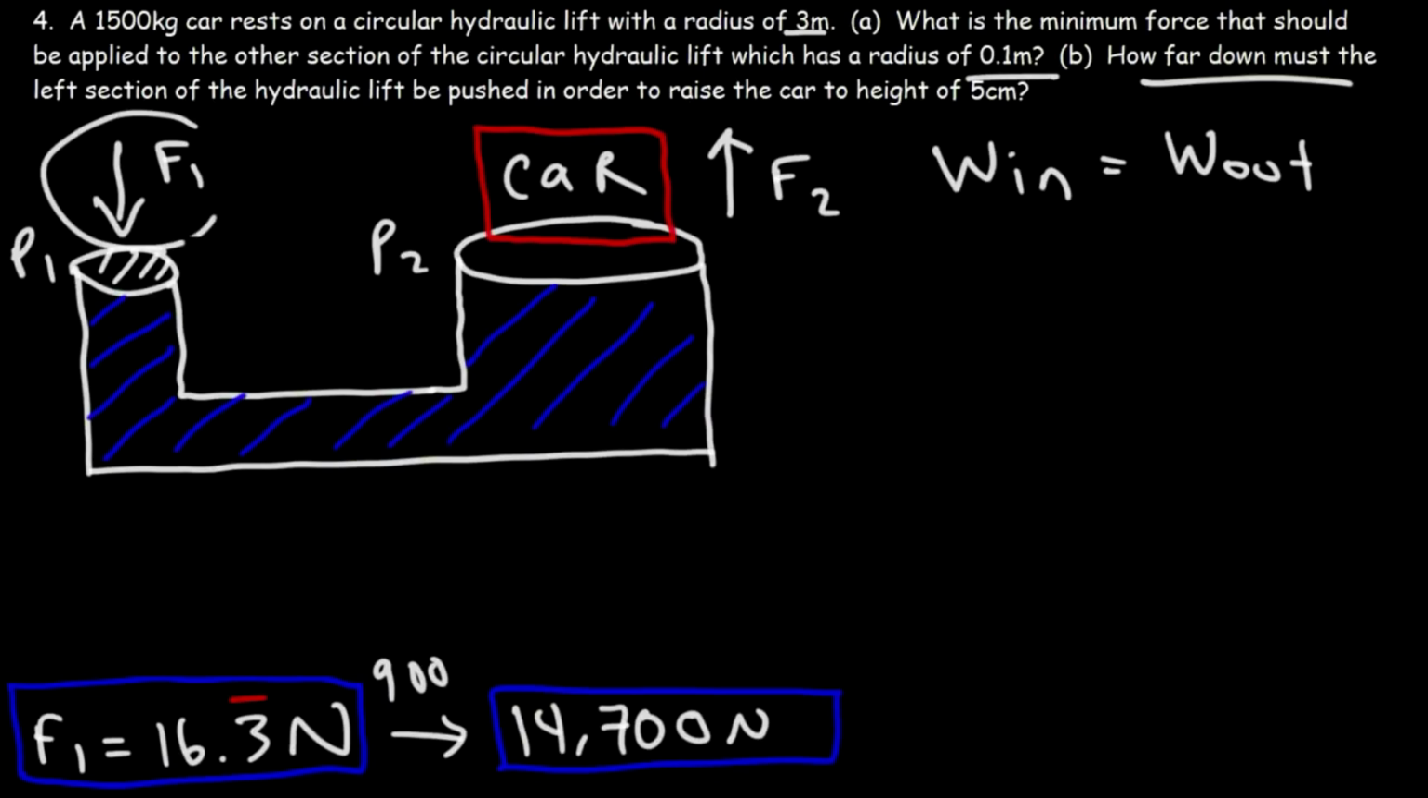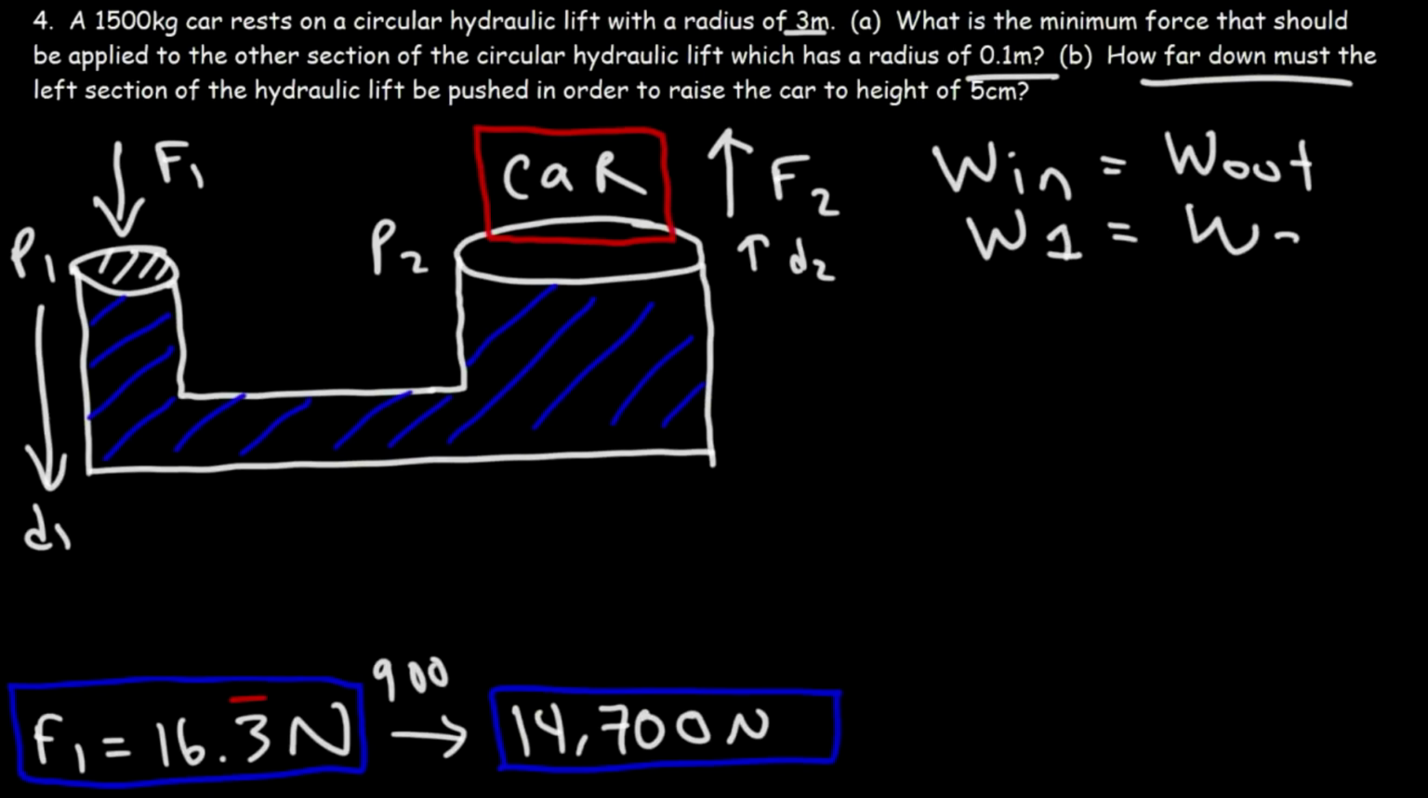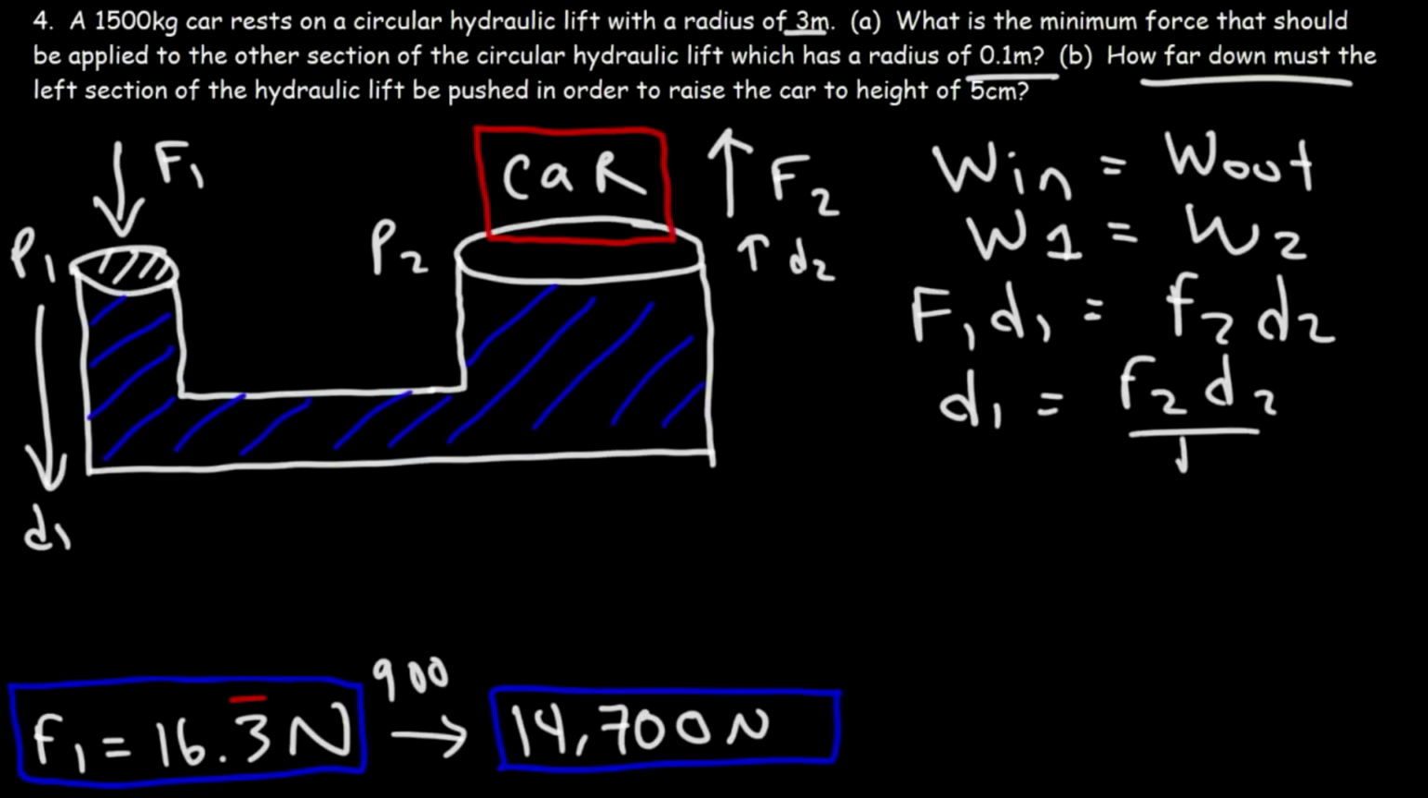In order to apply a small force here, we need to push it down for a very long distance. And if we're going to get a large force here, this is going to go up by a very small distance. Work is force times displacement. So the input work, we'll call it W1. The output work is W2. So W1 is going to be F1 times D1. W2 is F2 times D2. Solving for D1, we need to divide both sides by F1. So it's F2 times D2 over F1.